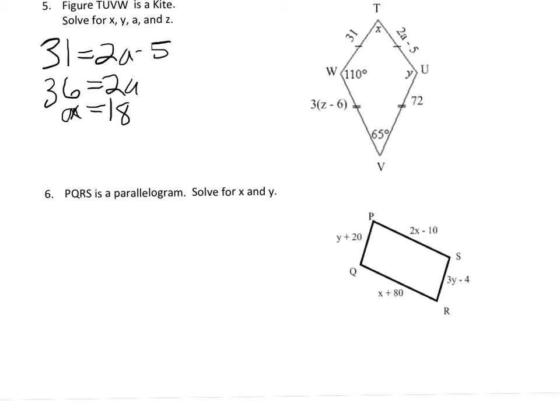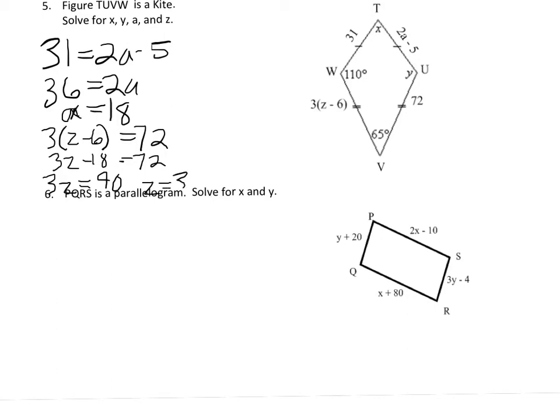I'm going to do the other two sides, just because I'm working on those. So I have 3z minus 6, and I know that has to be equal to 72, because that's its congruent side. So I distribute, so I have 3z minus 18 equals 72. Add 18 to both sides, so I have 3z equals 90. And then I divide 90 by 3, and I get 30. So z equals 30.